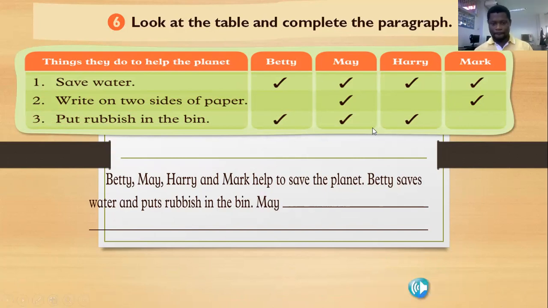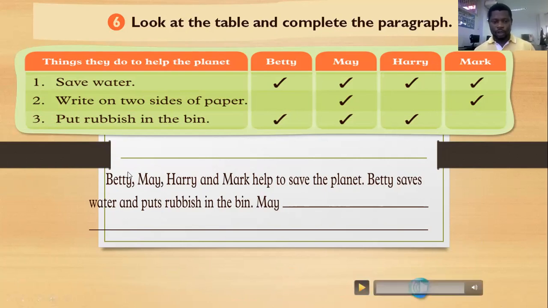Students Book, Unit 5, Lesson 1. English sounds. Listen and say. Save it. Save. Put it in the bin. Write on 2 sides of paper.